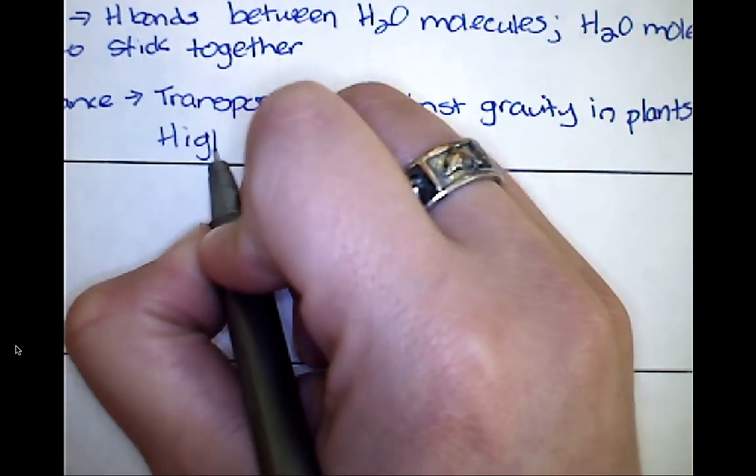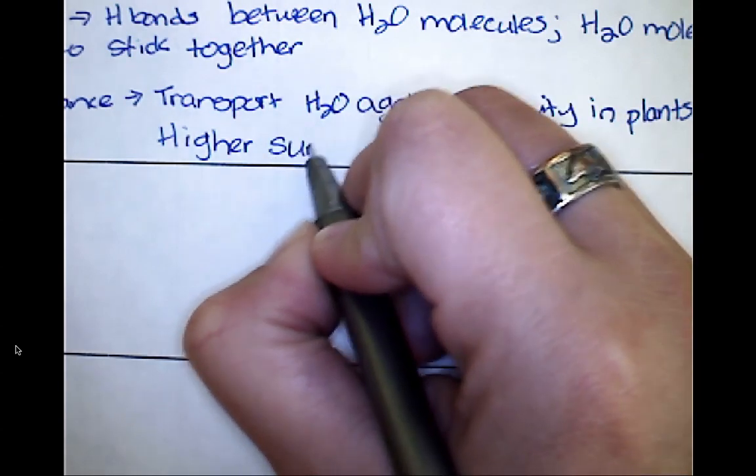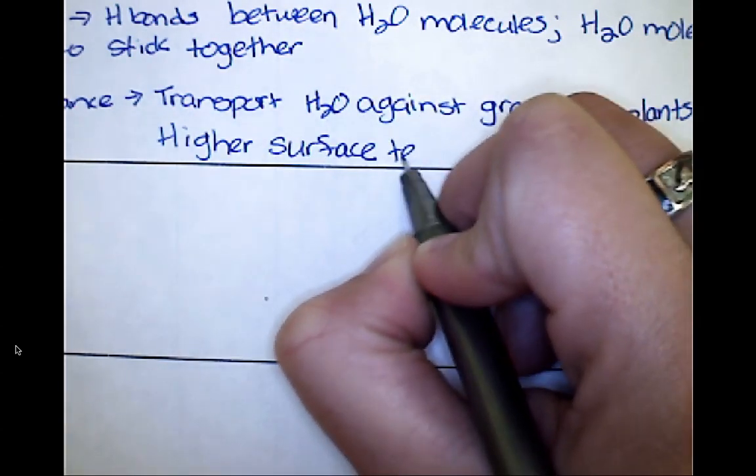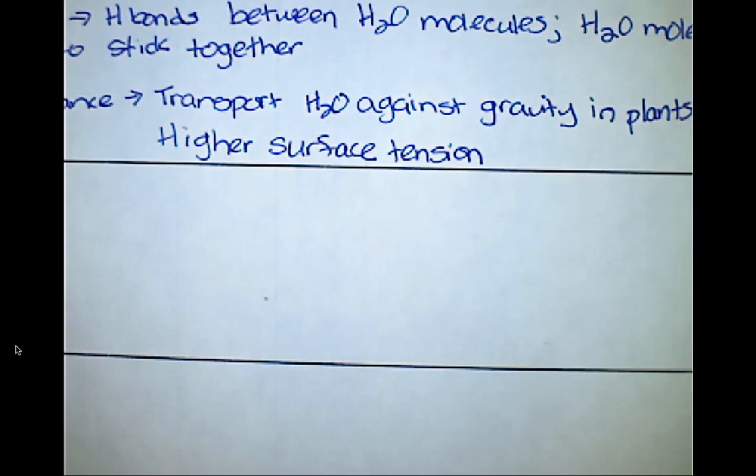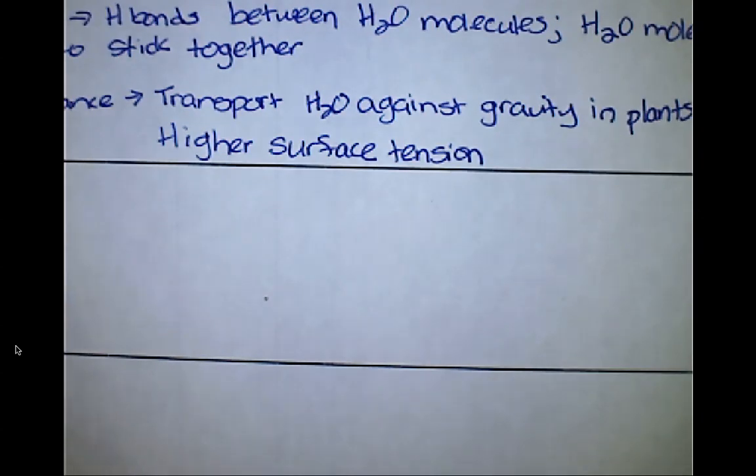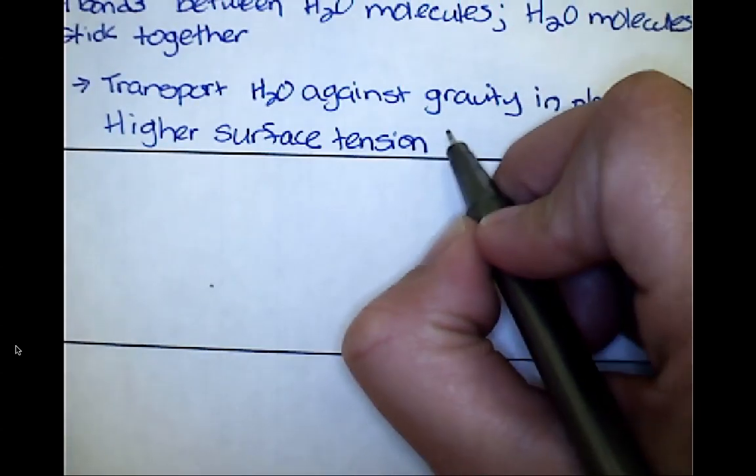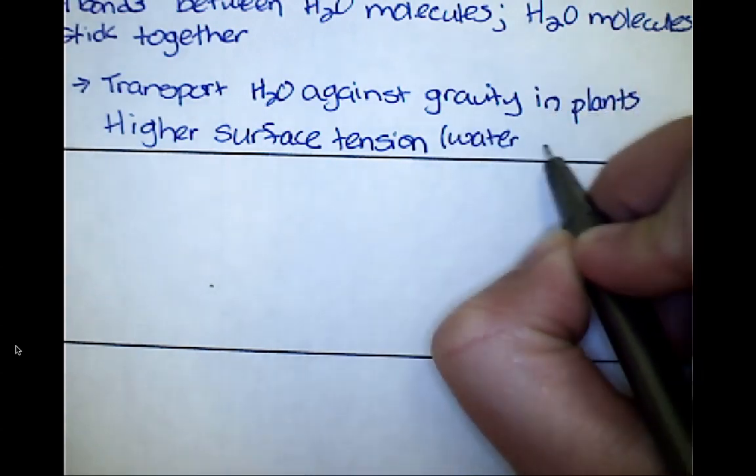Water also has what we call a higher surface tension. And so the little water bugs can sit on the surface of the water because it has a higher surface tension. Those are called water striders, those water bugs.